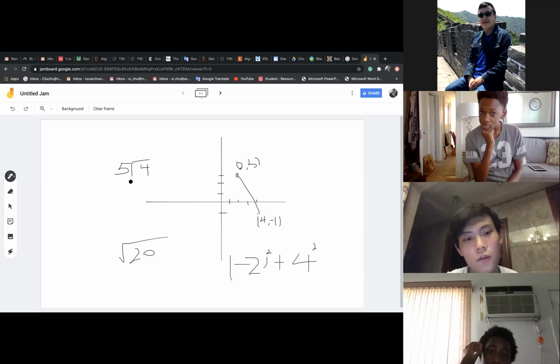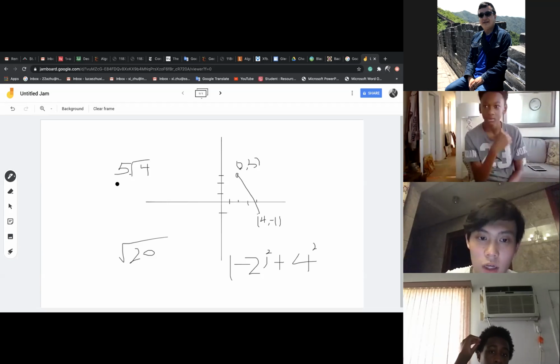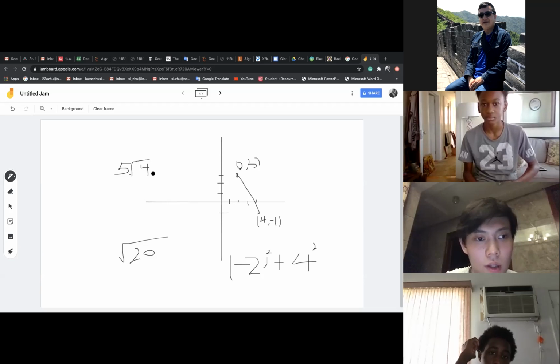Look, if you want to double check, we can put it back, right? Look, what's 5 squared? 5 times 5, you get 25. But when you put 25 back into it, 25 times 4, what do you get now? 100.